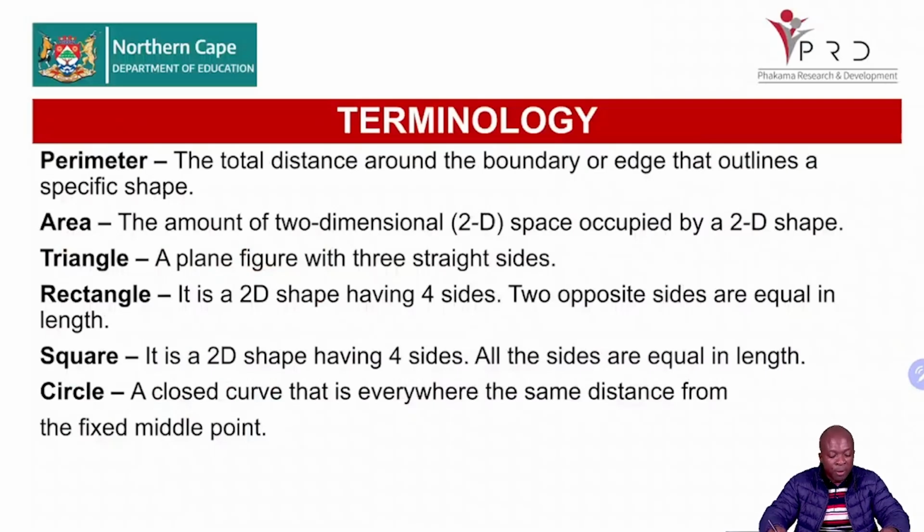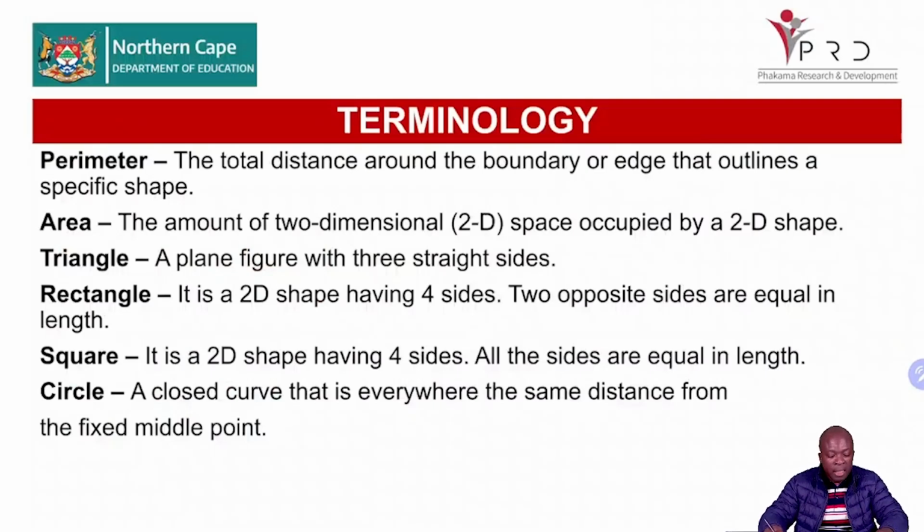When we talk of area, we are saying area is the amount of 2D space occupied by a 2D shape, or the amount of space occupied by an object. That is what we call area. When we talk of a triangle, we are talking of a plane figure that is made up of 3 straight sides. So let's say you have a page. If you can fold it into 3 parts, you are going to get a triangle.